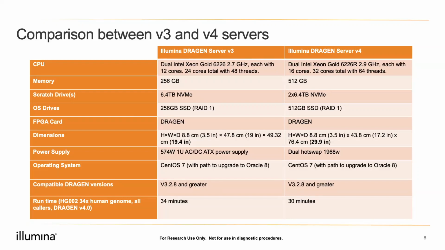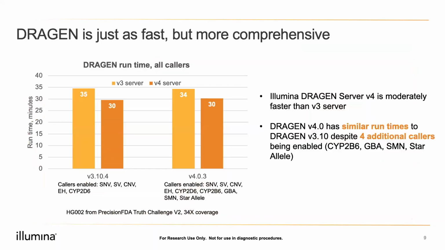Finally, on the bottom, you can see that the runtime is a little bit faster with the V4 server, which I'll show you a bit more details in the next slide. So when we take the hardware and software updates together, essentially DRAGEN is just as fast, but even more comprehensive with the 4.0 software update.